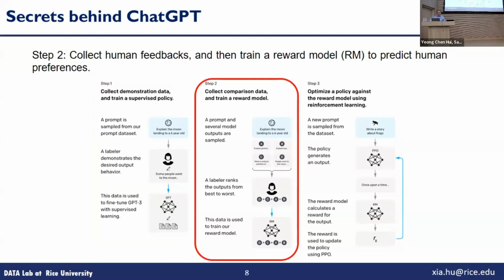The second step is to collect the comparison data and train a reward model. The prompt and several model outputs are sampled. And specifically, what we want to do is ask a human labeler to rank all of the outputs from best to worst. D, C, A, B. This is the ranking from human beings. Which one is preferred out of the four output results? And then the data will be used to train our reward model.